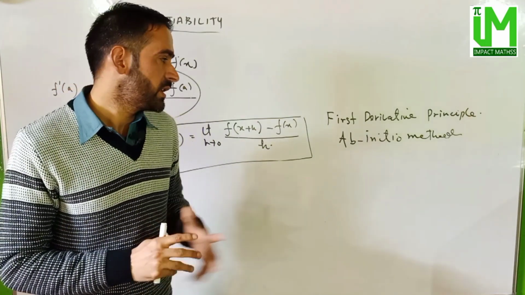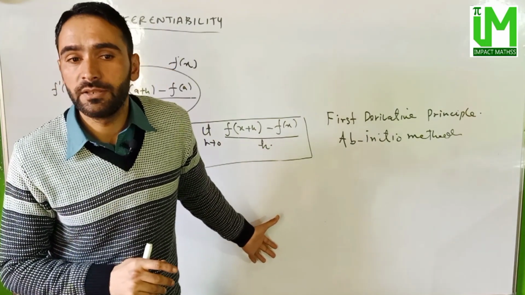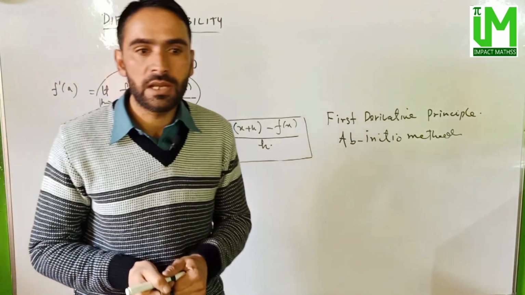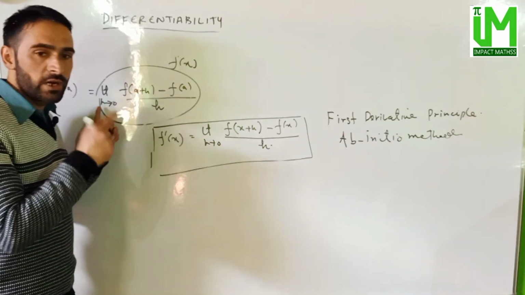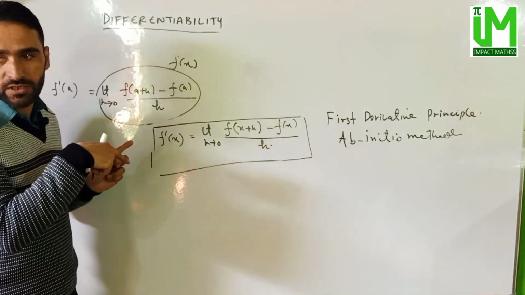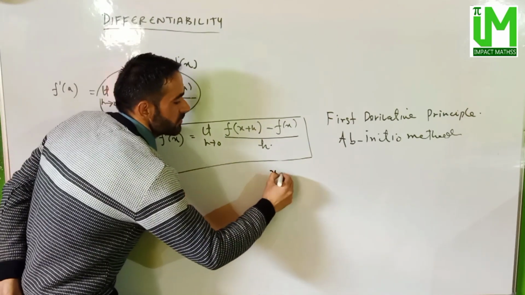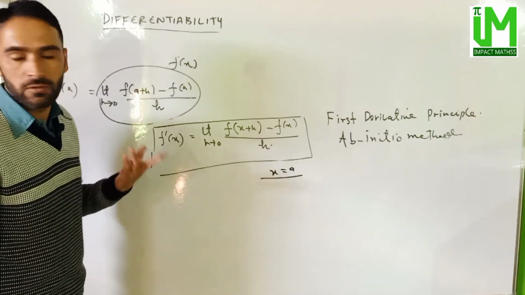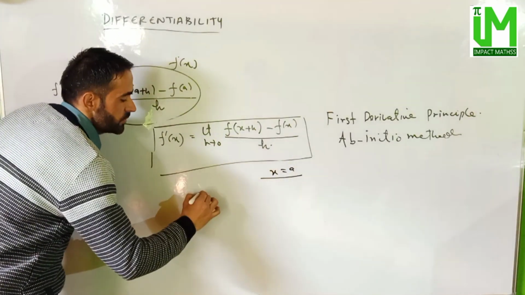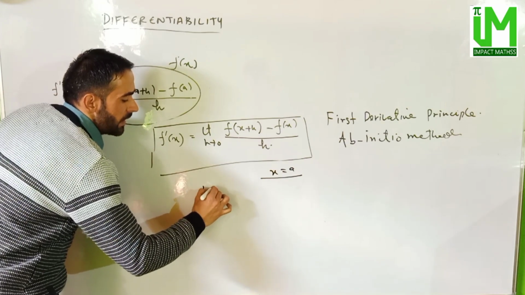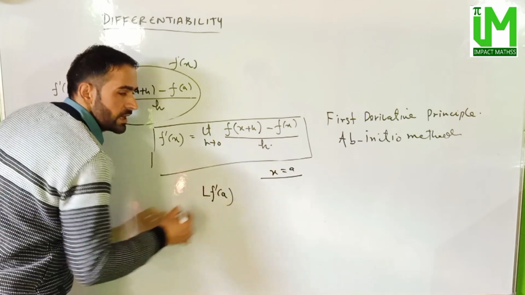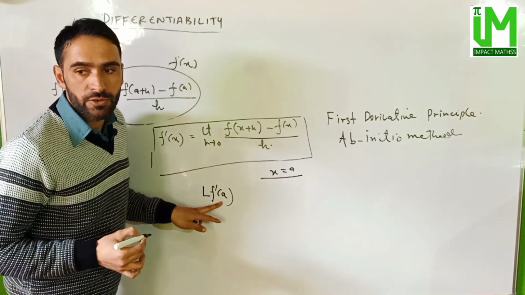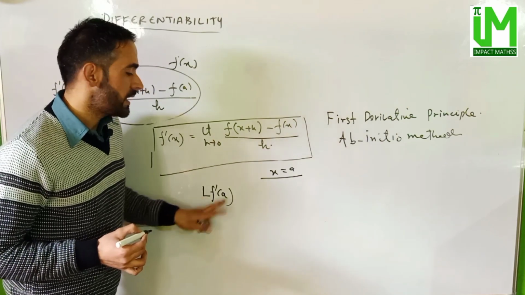Similarly, we can also find the left hand derivative and right hand derivative. Suppose A is a point where the graph is supposed to have breaks. At that point, x is equal to A, we calculate the left hand derivative and right hand derivative. We denote the left hand derivative by L f dash of A, which means the left hand derivative at A.